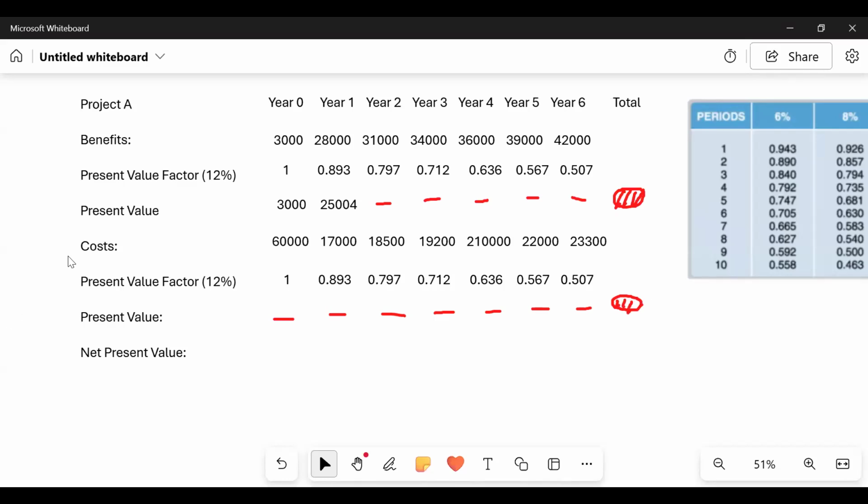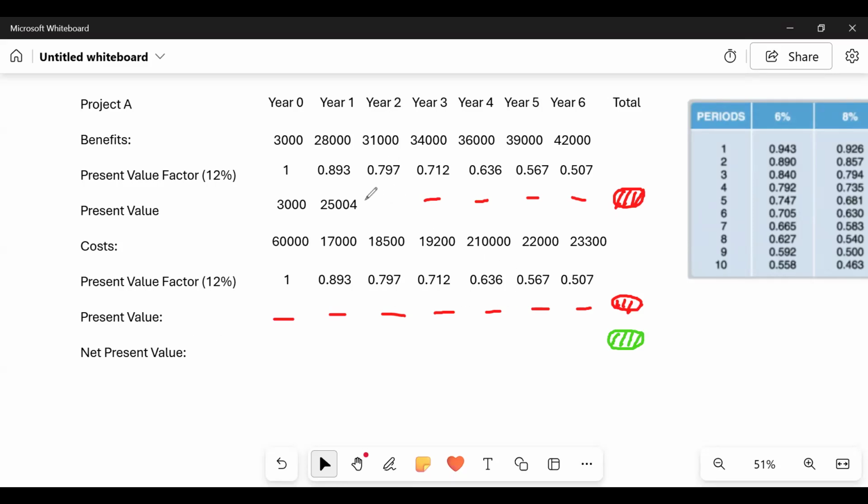Then finally, subtract these two. We have benefits, we have costs. The difference we'll get as the net present value. So we can put it here. So what is the value we get?